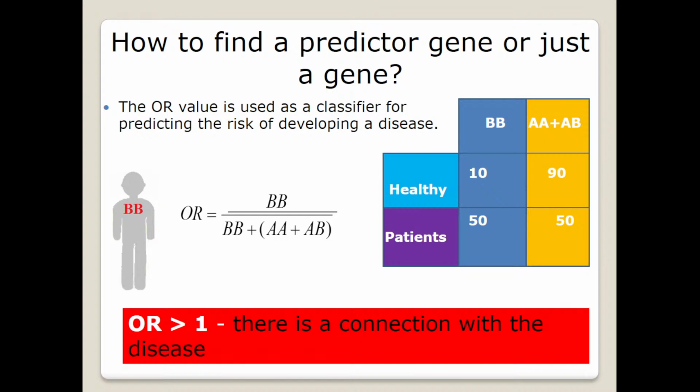How will we search? BB. This is the main thing we need to understand: associated or not associated with disease, and how many in healthy, 10%, how many in patients, 50%. All other, the wild variant, the normal allele and heterozygotes, we combine and give how many also in this table.